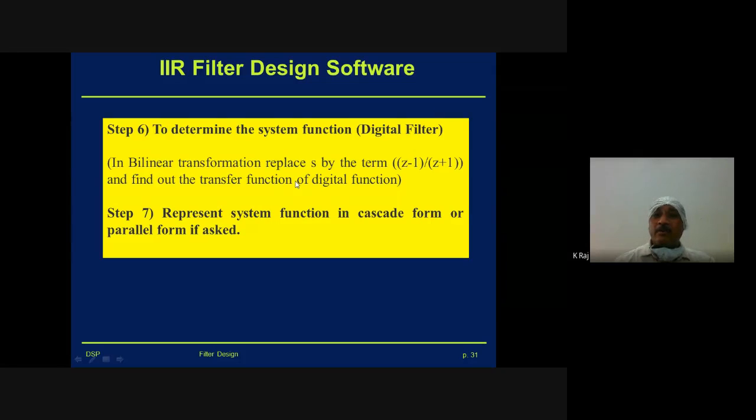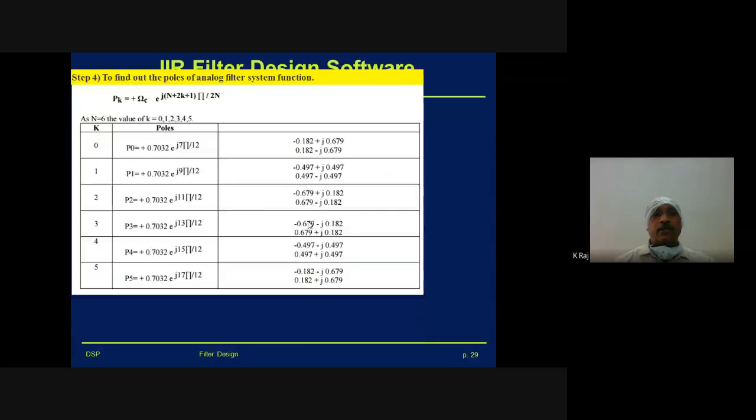Now that can be represented using the cascade form realization or the parallel form realization, because we know the filters have to be represented using first order sections and second order sections in order to avoid the sensitivity of the coefficients due to parameter changes or any environmental changes. So these are the 7 steps that will be used in order to design the filter. We are again repeating this.